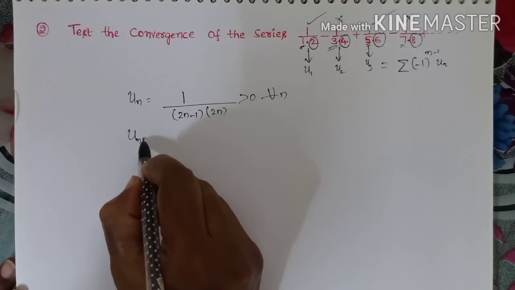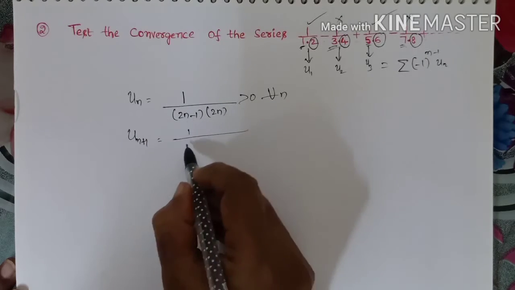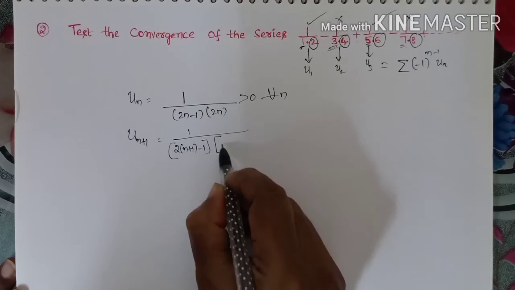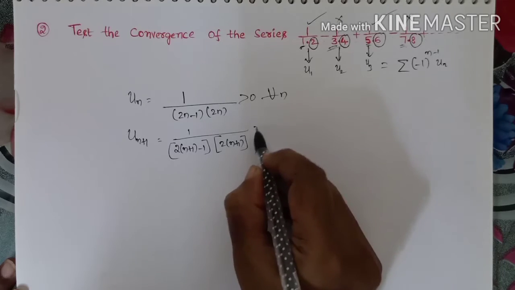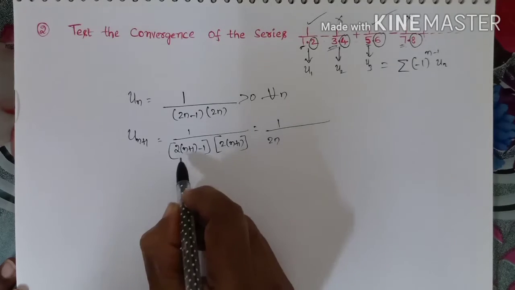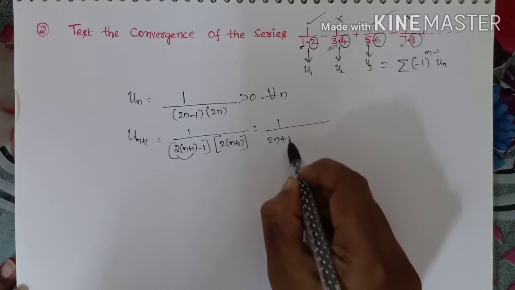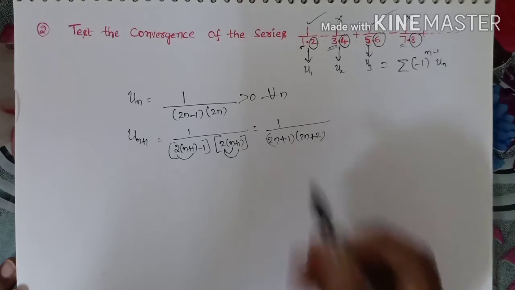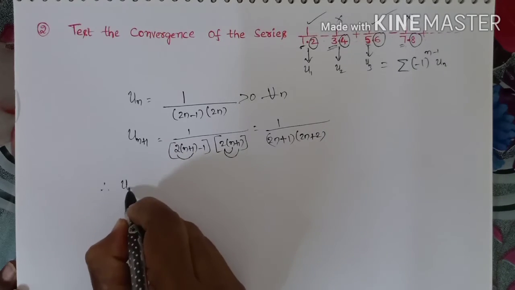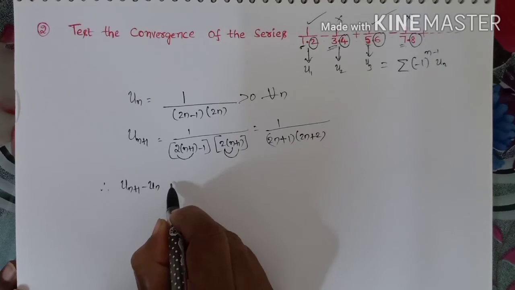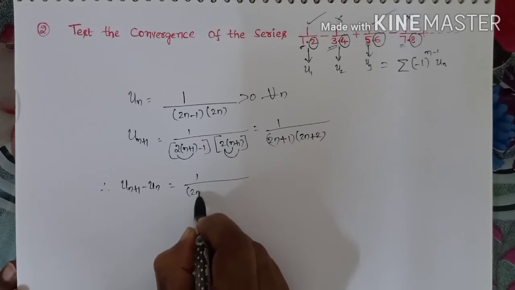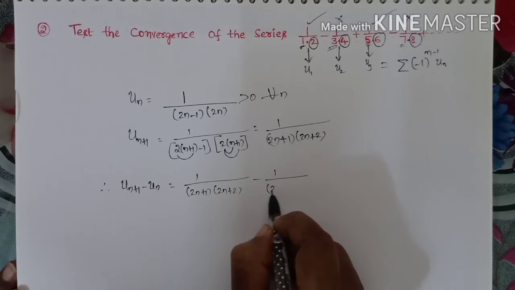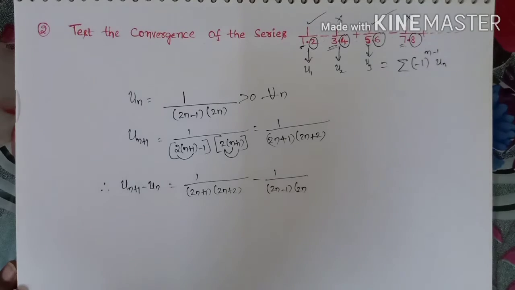And we find out u(n+1) by replacing n by n plus 1. 2 into (n plus 1) minus 1, 2 into (n plus 1). Therefore, this is equal to 1 by (2n plus 2 minus 1) into (2n plus 2), that is 1 by (2n plus 1) into (2n plus 2). Now we subtract u(n+1) minus u(n). This is equal to 1 by (2n plus 1) into (2n plus 2) minus 1 by (2n minus 1) into 2n.